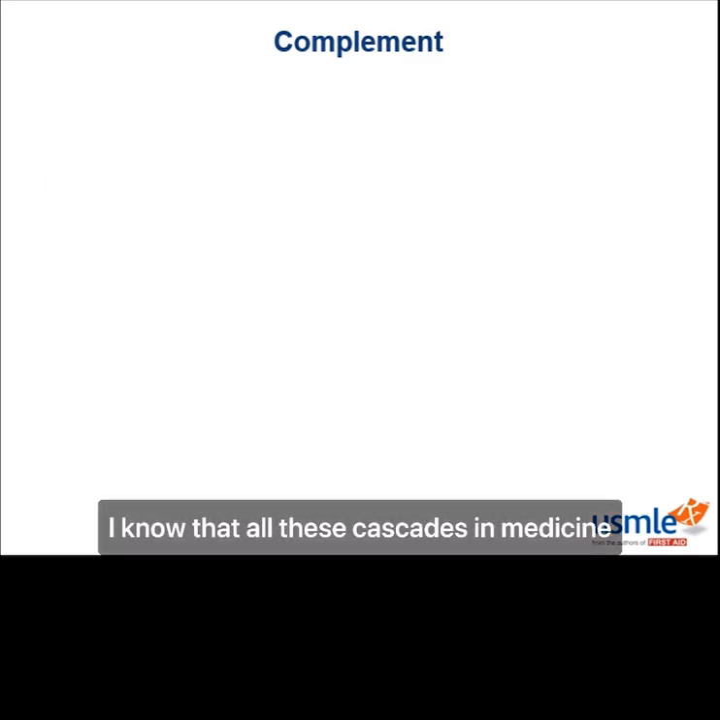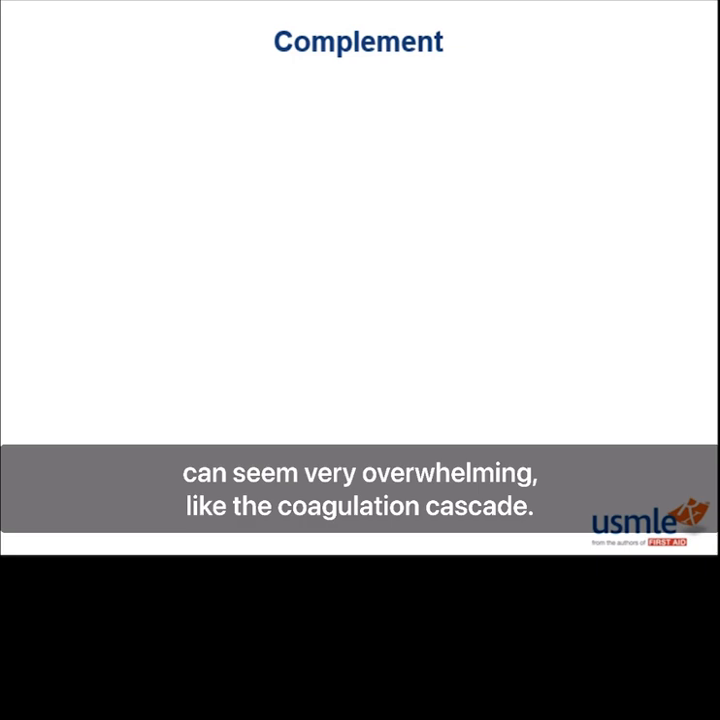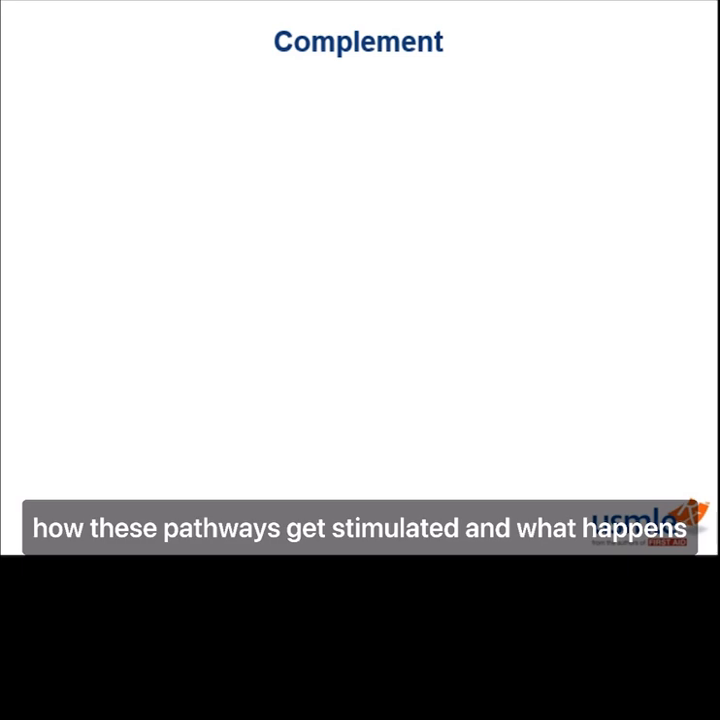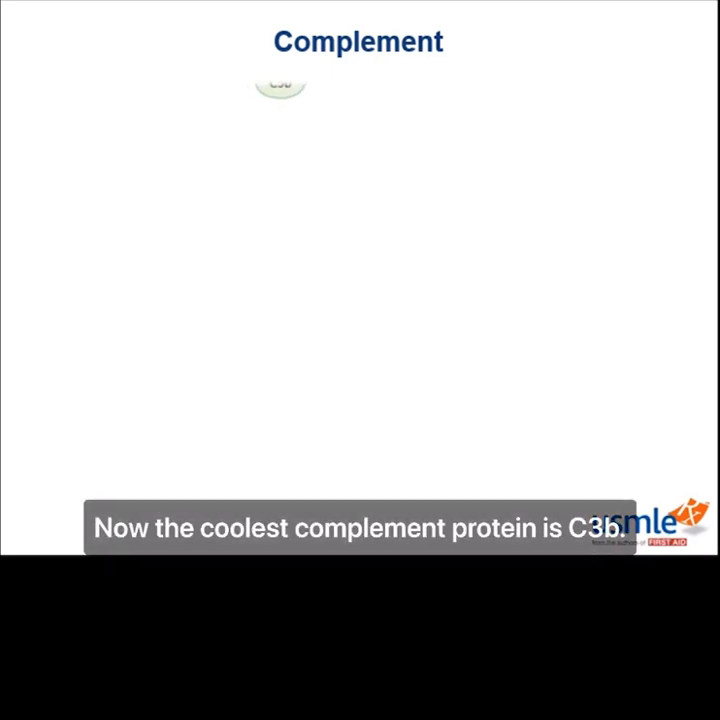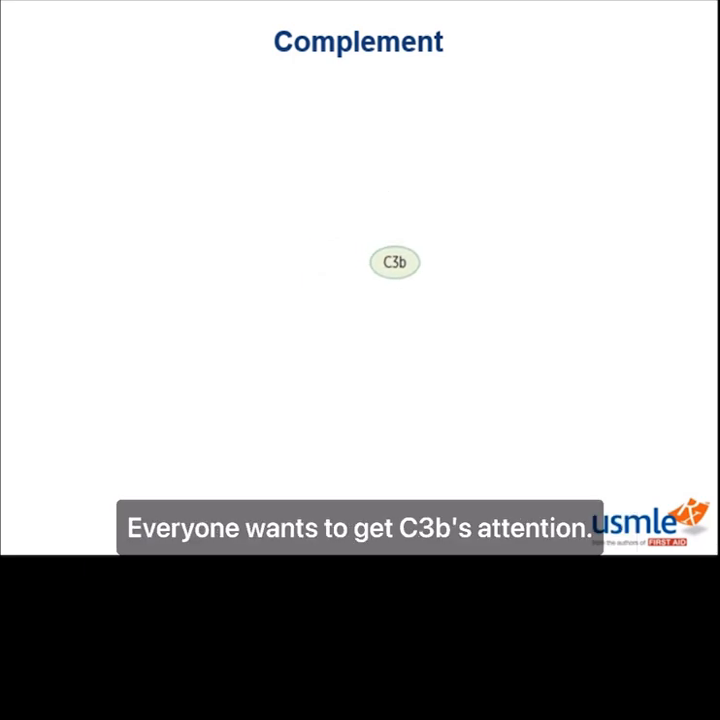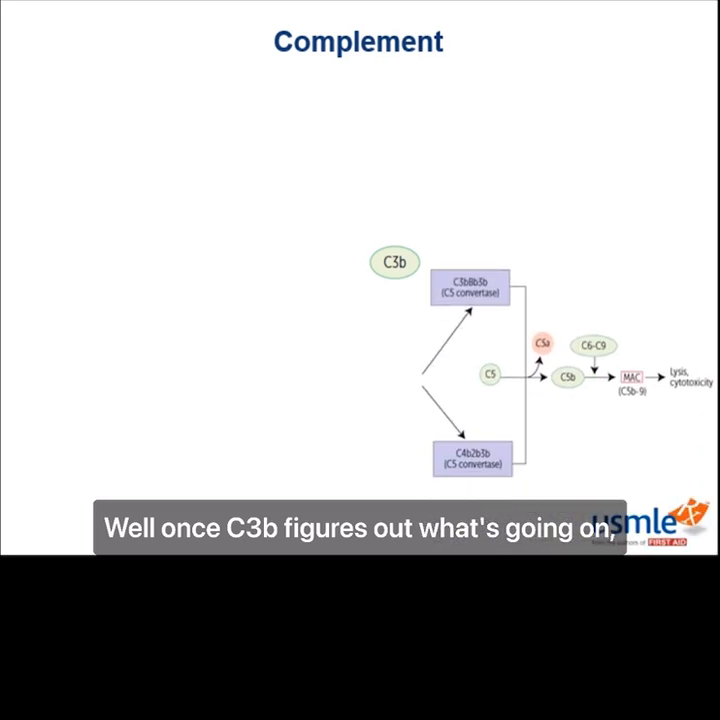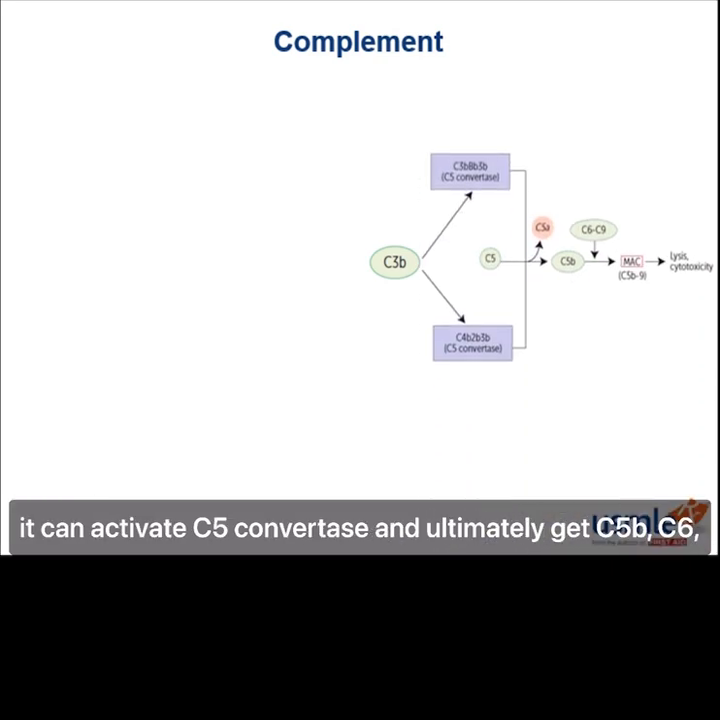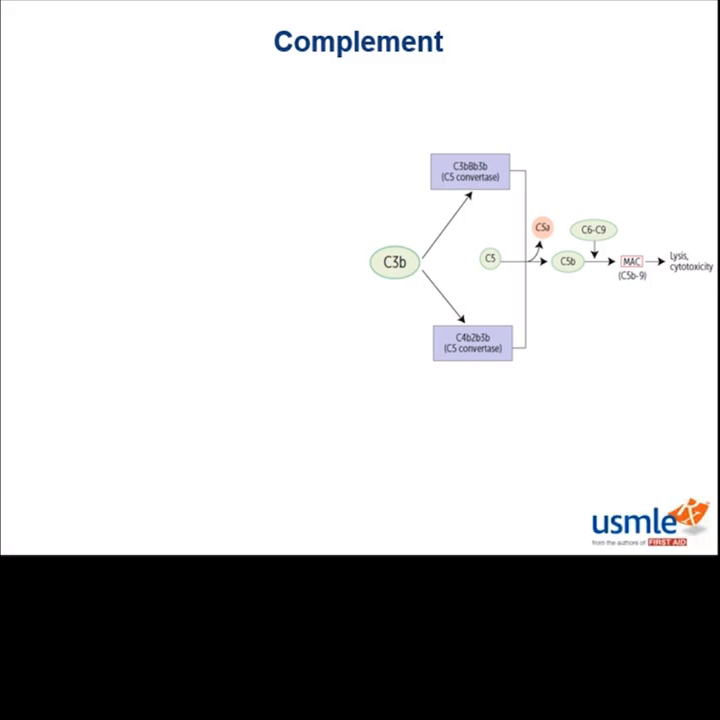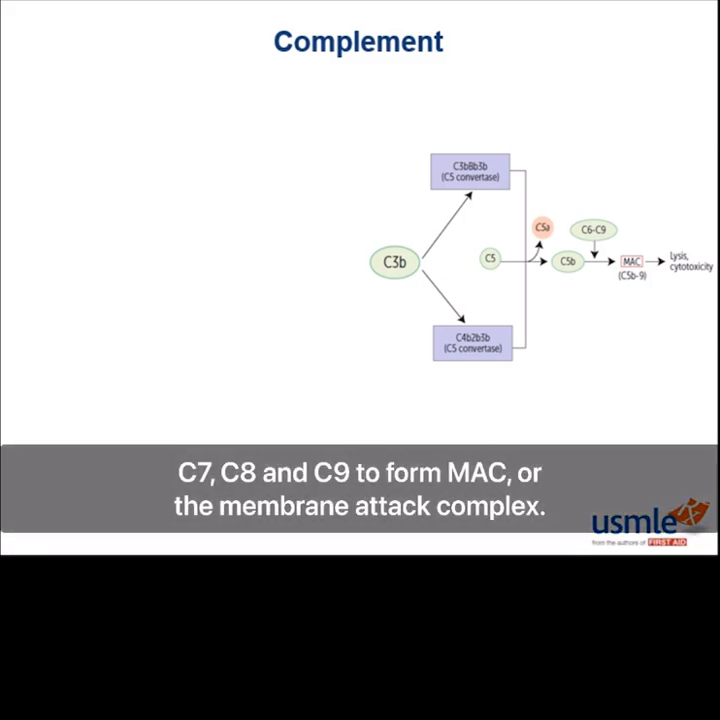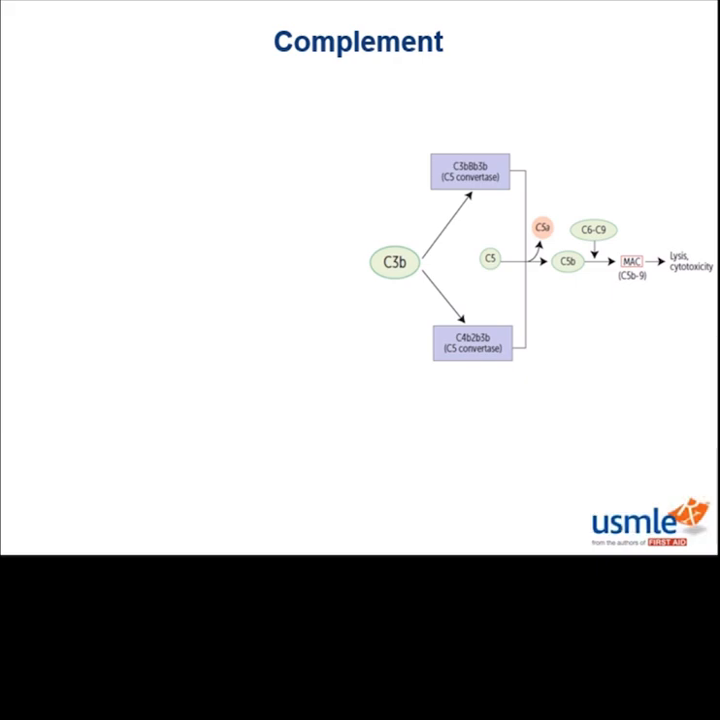I know that all these cascades in medicine can seem very overwhelming, like the coagulation cascade, but what you need to focus on are how these pathways get stimulated and what happens when part of the complement cascade is deficient or not working. Now, the coolest complement protein is C3b. Everyone wants to get C3b's attention. Why is that? Well, once C3b figures out what's going on, it can activate C5 convertase and ultimately get C5b, C6, C7, C8, and C9 to form MAC, or the membrane attack complex.